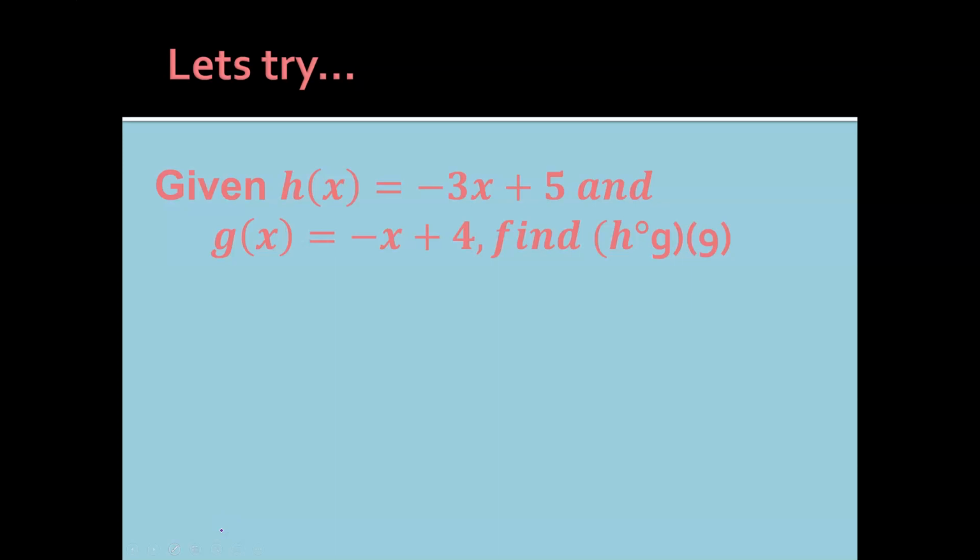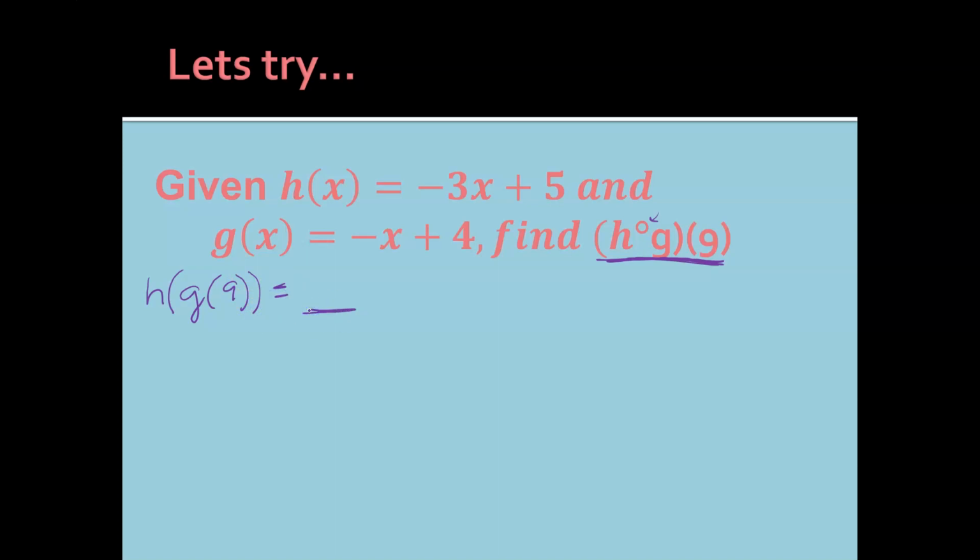Given h of x equals -3x plus 5 and g of x equals -x plus 4, I want to find h composite g of 9. Well, that's not the notation I like, so we're going to convert it to the one that I think is easier to read. All you do is replace this composite symbol with parentheses, is really all you're doing. So I'm going to say h of g of 9. And I want to know what that is.